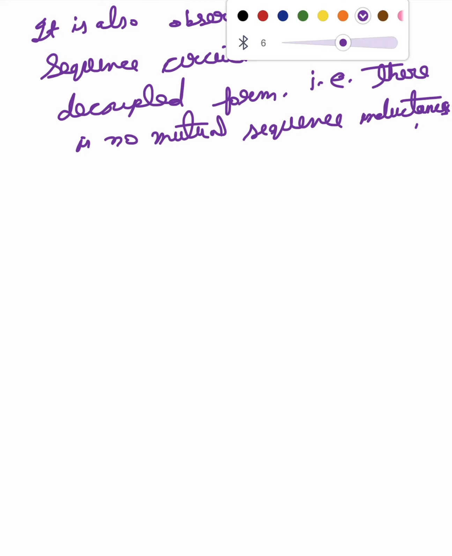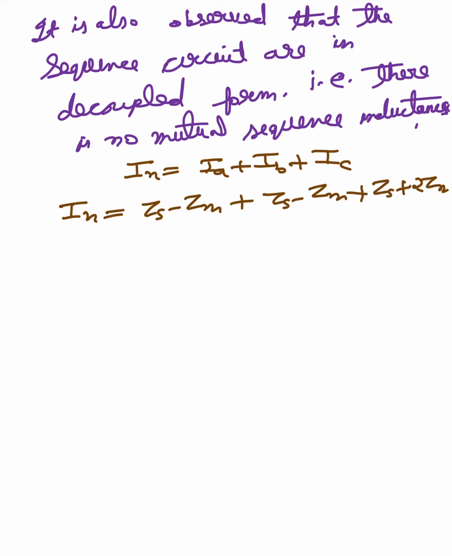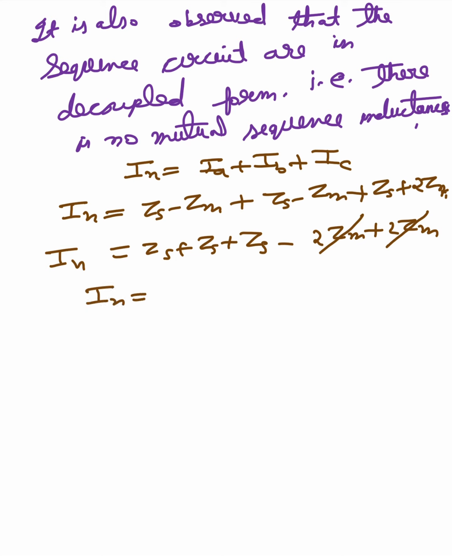How can you say that there is no mutual inductance? IN is equal to IA plus IB plus IC. Here the impedances are ZS minus ZM for phase A, ZS minus ZM for phase B, whereas for phase C it is ZS plus 2ZM. So you can see ZS plus ZS plus ZS, and here minus 2ZM plus 2ZM cancel out, so IN is equal to 3ZS. So there is no mutual impedance.